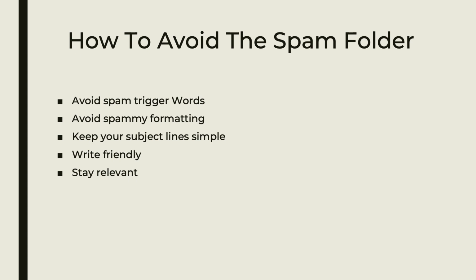So try to stay relevant. Sending relevant content to the right people is going to increase engagement and reduce the chance of being marked as spam. And then number 6, manage expectations. Be transparent about what your recipients can expect from your email. Clearly communicate the frequency and the type of content they're going to receive when they subscribe.